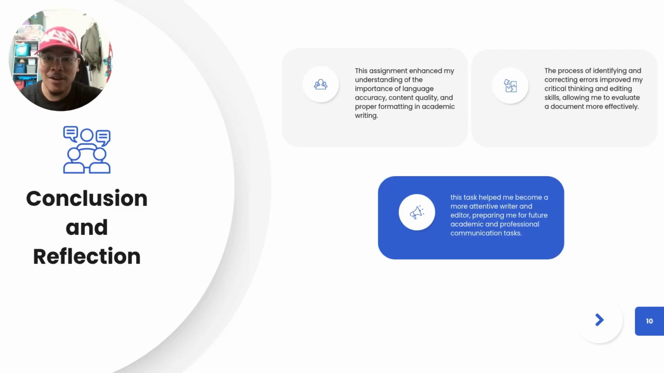So we are finally at the end of the video. In conclusion, this assignment helped me understand the importance of proofreading and editing in academic writing. Through this task, I became more attentive to even small mistakes in grammar, content, and context that can affect the quality of a report. This assessment also improved my critical thinking ability because I had to examine the document closely and decide how to correct each issue effectively. Overall, it prepared me for future professional communication tasks.